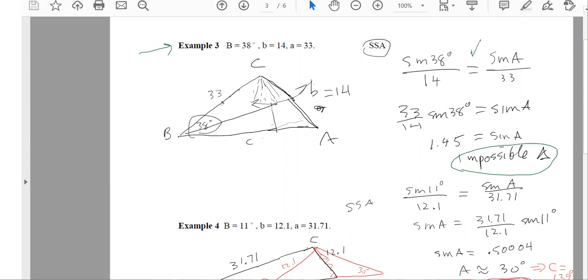I set up my law of sines. I went through, I got to a point where I reached this, and it tells me that the sine of an angle A is 1.45. Well, that's impossible, because the sine can't be bigger than 1. So that's what happens when there's no triangle. In the SSA case, you end up with a statement like this that's impossible to solve for the angle A. No triangle. So that's what happened on this one.